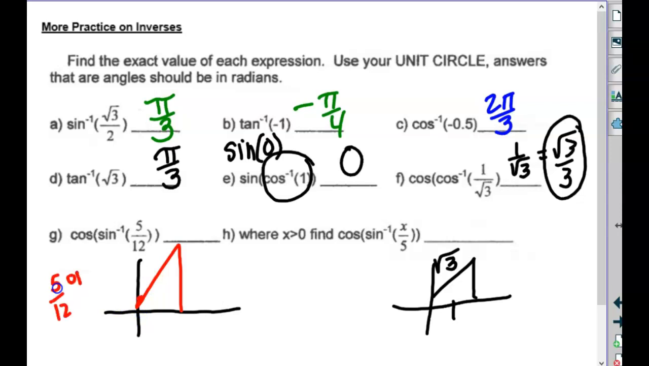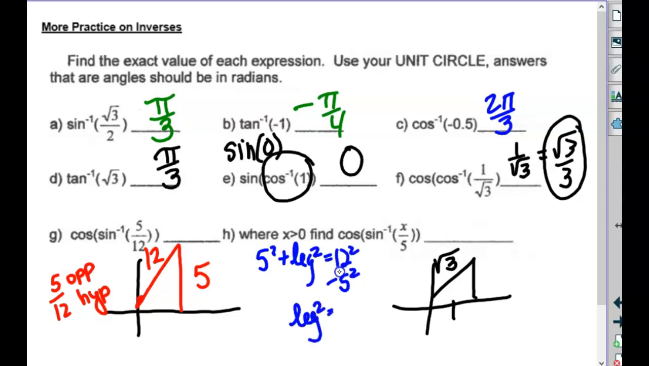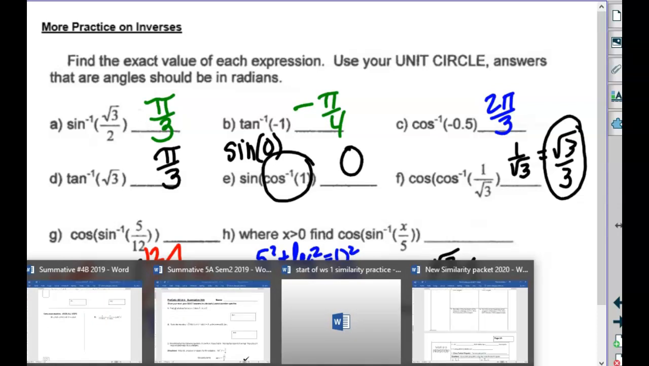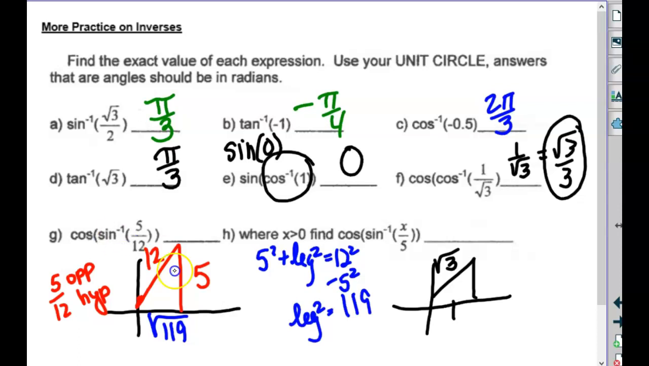5, 12 is the hypotenuse, so we have 5 on the side. Okay, this is not as nice as I thought it was. It wouldn't be that bad, because if the 12 was down here, it would be 13. But this is 5 squared plus leg squared equals 12 squared, so minus 5 squared. 144 minus 25 is 119. So then if I square root, I get the square root of 119, which does not simplify. And so now what is the cosine of this picture?